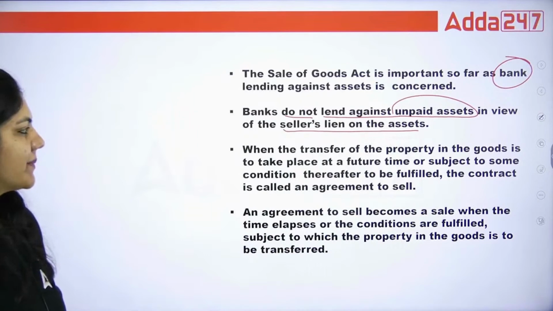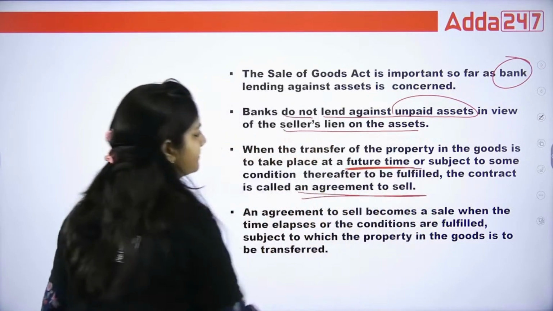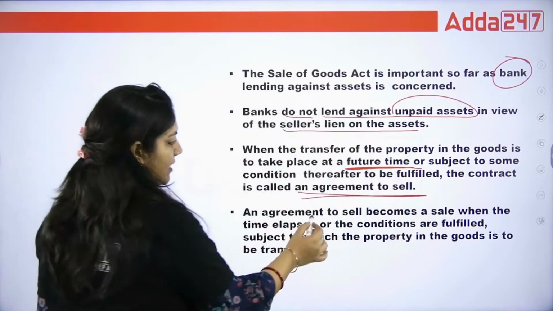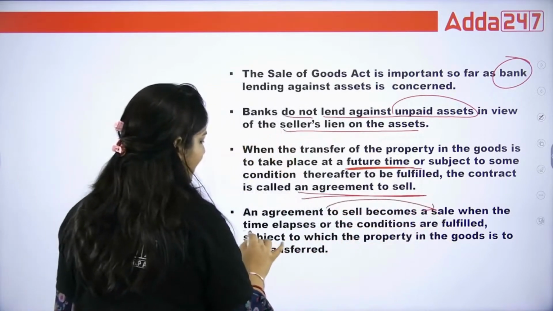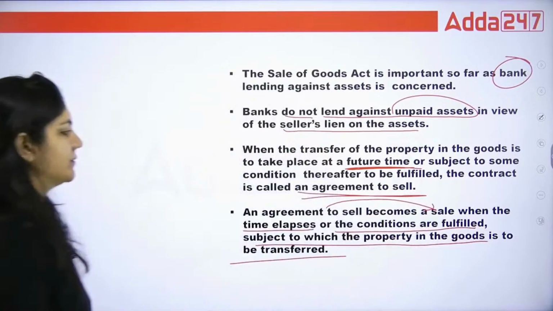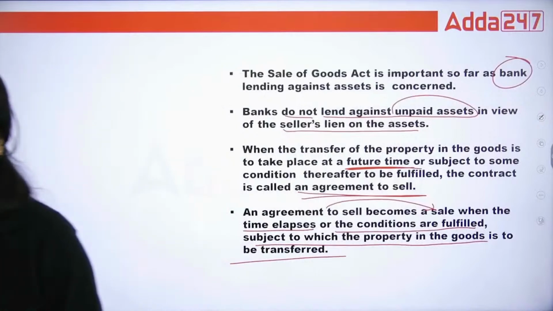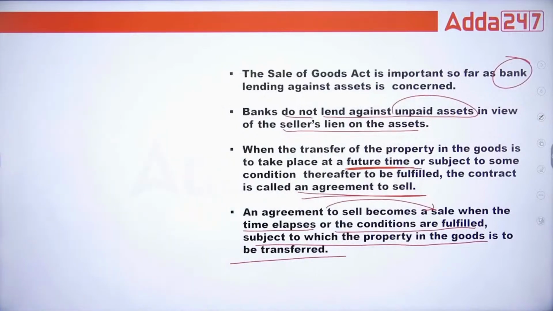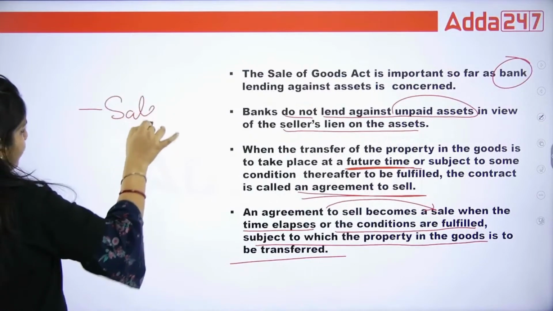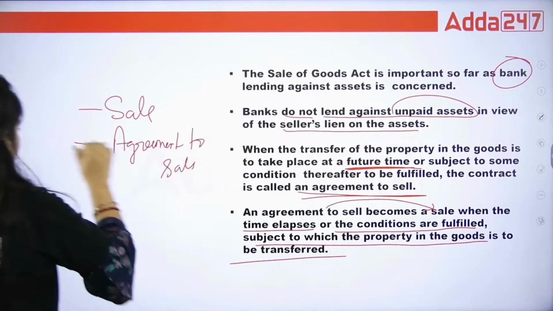When the transfer of property in the goods takes place at a future time, okay, when the contract of sale is to take effect at a future time, this is called agreement to sale. An agreement to sale becomes sale. It means future sale becomes present sale when the time elapses or the conditions are fulfilled, subject to which property in the goods is to be transferred. Say class, this is important, guys. Okay, so I hope you understand this topic. So basically we have done sale, we have done agreement to sale. A quick revision.